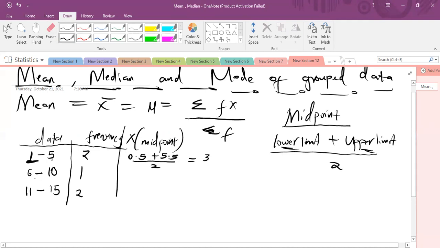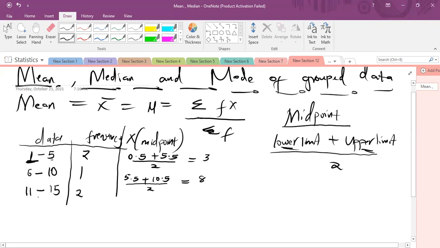That is our midpoint. On this set here, what is going to be our lower limit? Our lower limit will be 6 minus 0.5, so it will be 5.5, plus our upper limit, 10 plus 0.5, so 10.5, all divided by 2. So what will be our midpoint? 10.5 plus 5.5 gives 16. So our midpoint will be 8.